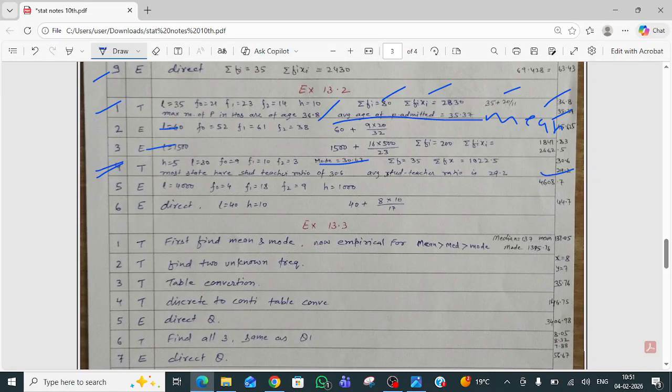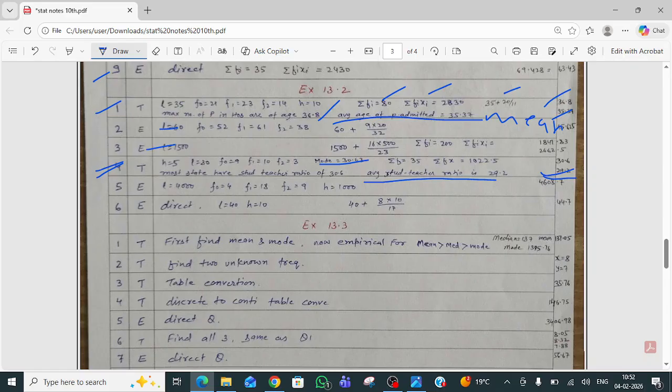Sorry, once again I'm repeating. Mode is 30.62 and mean is 29.2. So now the interpretation. Most states have a student teacher ratio of 30.6 because it's the mode. And mean is 29.2, so the average student teacher ratio is 29.2. This is the only tricky part.